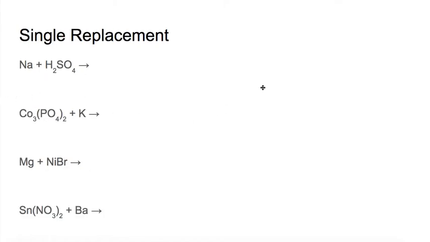Single replacement reaction. These are a little bit more difficult. We have sodium switching places with the cation. And this is always going to be the same thing. The element by itself is going to switch places with the element that is the first element of the chemical compound, the cation. The cations will switch places, so we have magnesium switching places with nickel and barium switching places with tin.